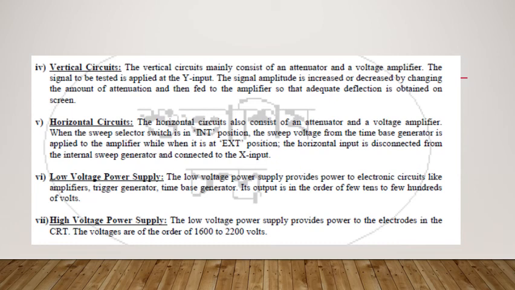Low power and high power supplies are also there. Low power is used to provide power to electrical circuits like the amplifier, trigger generator, and time base. Everywhere we use low power except at one place, the generation of electrons, where we use high power. The order of low power is a few tenths of a volt to a few hundred volts, whereas for high power the voltage is 1600 volts to 2200 volts, very high power. This power is used to generate the electron ray.